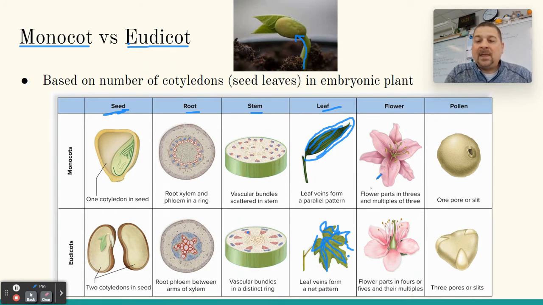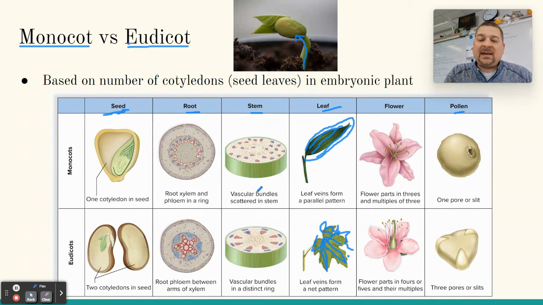outwards from that. Flower parts in a monocot are in threes or multiples of three. So 3, 6, 9, 12 petals. Whereas eudicots are in fours or fives or multiples of that. So 8 petals, 10 petals, 15 petals. And when we look at the pollen grain, a monocot pollen usually just has one pore or one slit, whereas a dicot will usually have 3.